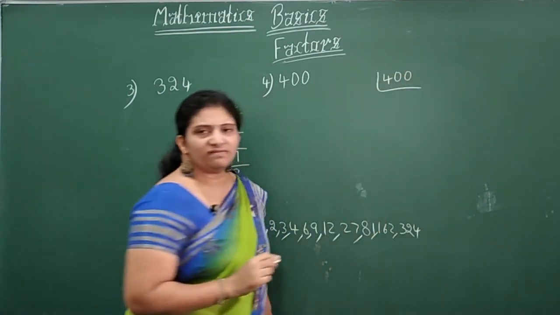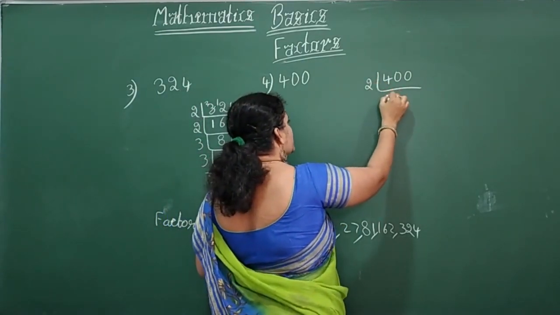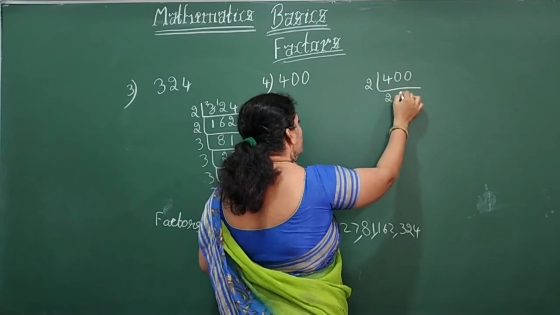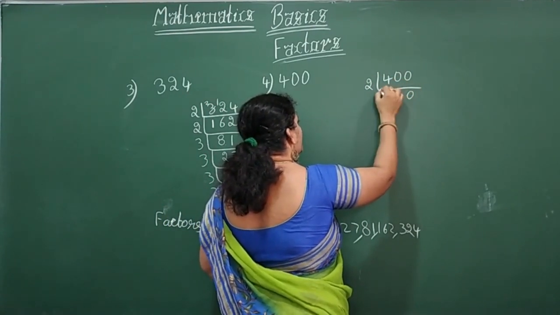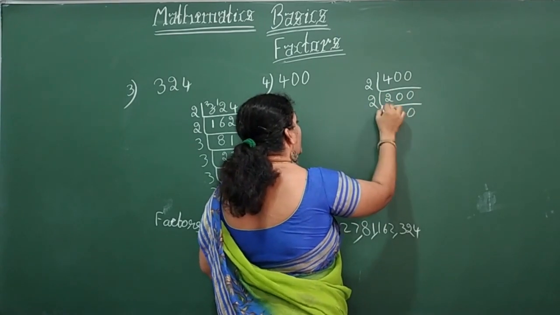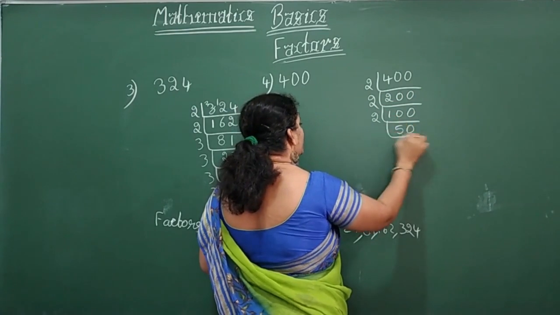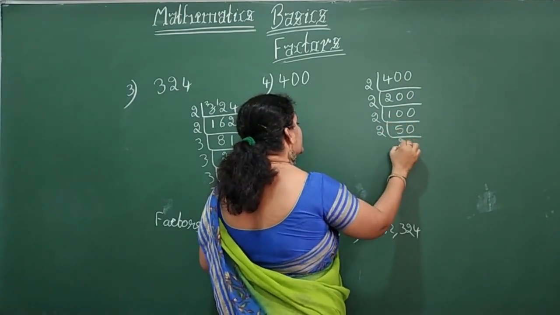Then which table do we start here? 2 table. So 2 2s are 4. 0, directly you can write 0. Then again 2 hundreds are 200. Then 2 5s are 10. 0. 2 2s are 4.